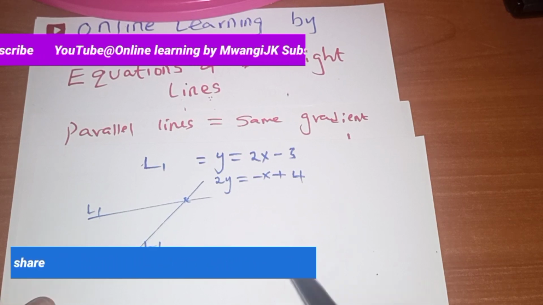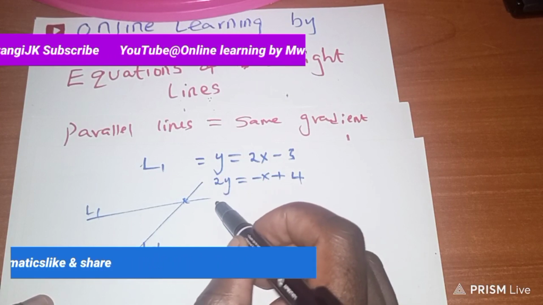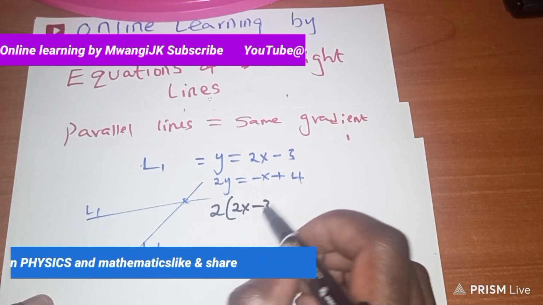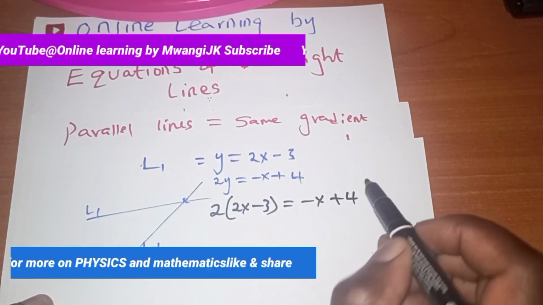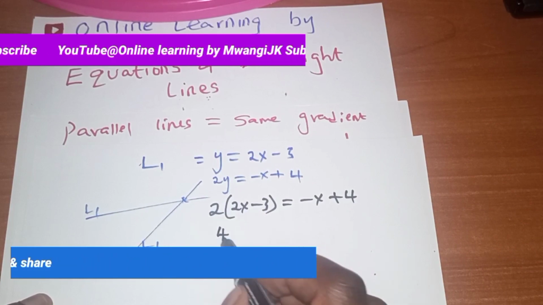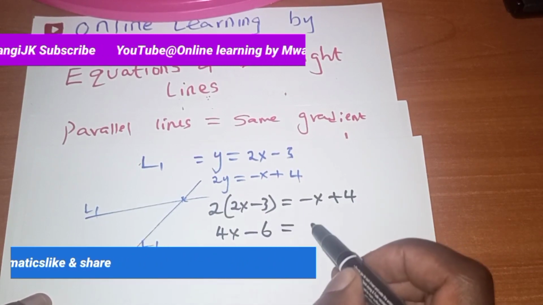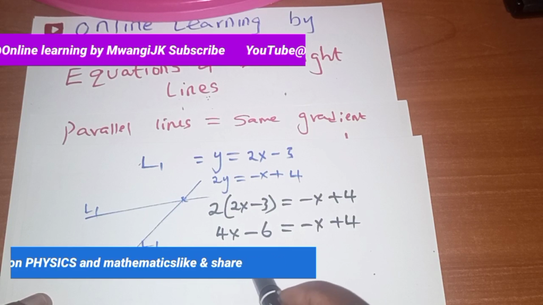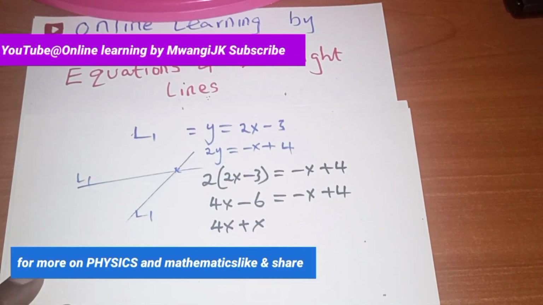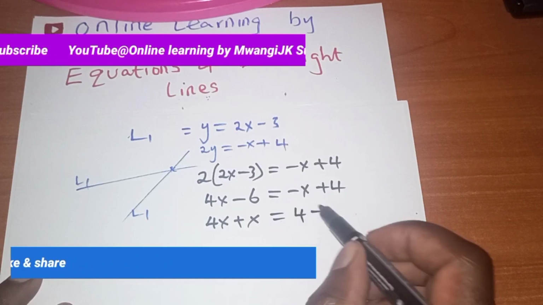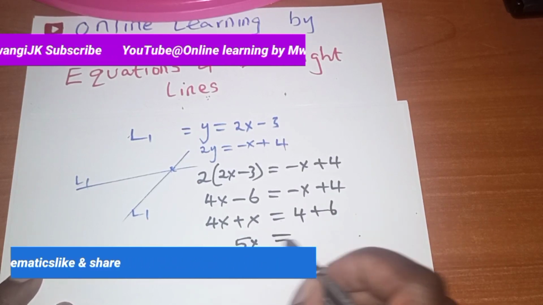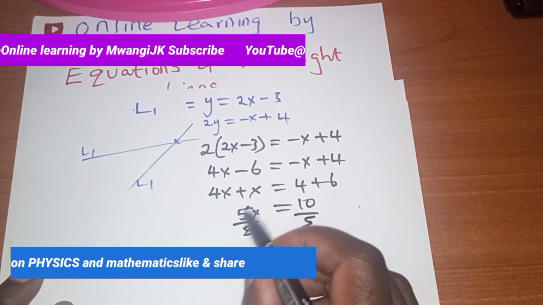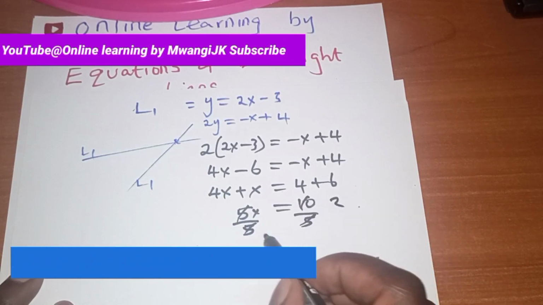And how do we do that? We can use the substitution method, whereby I'll talk of 2y, I'll insert this value, 2x - 3, is equal to -x + 4. Then I open the bracket, I have 4x - 6 = -x + 4. And then I collect the like terms, 4x + x. When you take this to the other side, this is equal to 4 + 6. So this is 5x = 10, dividing by 5 on both sides we get x = 2.